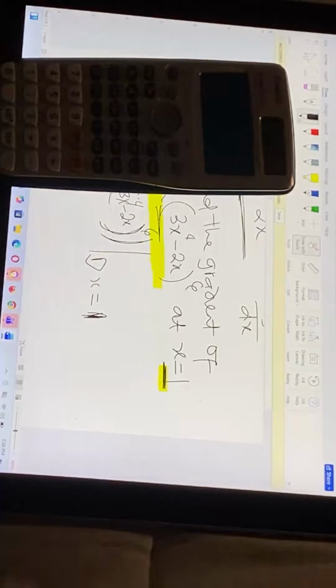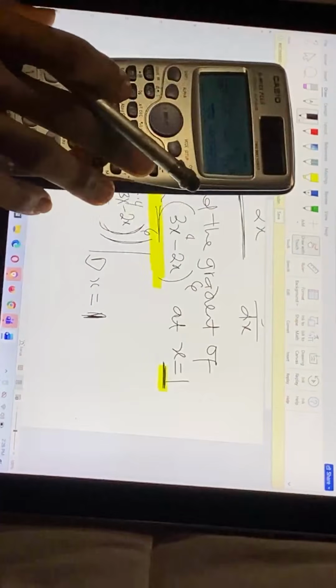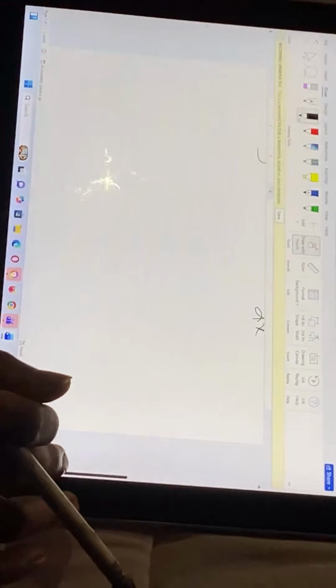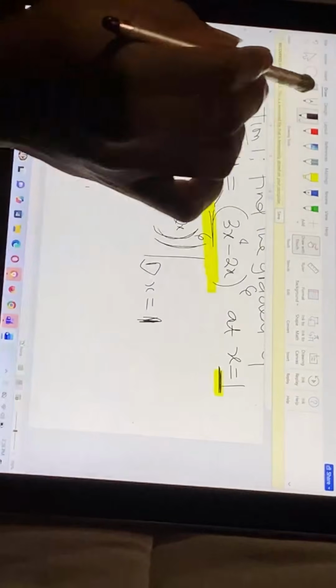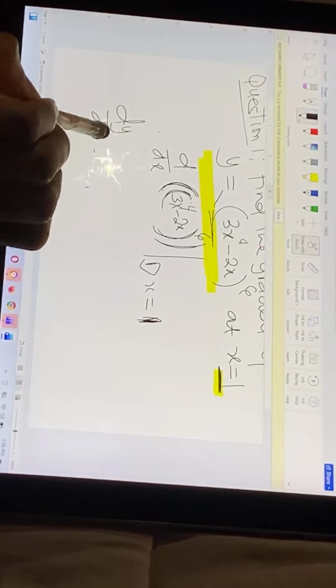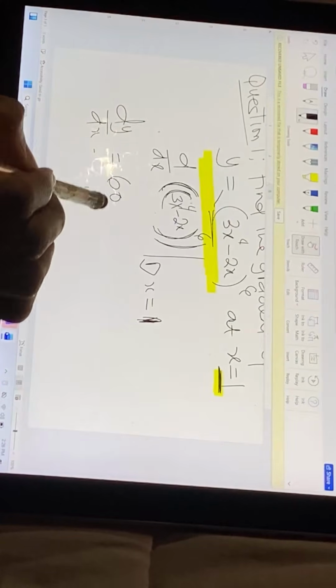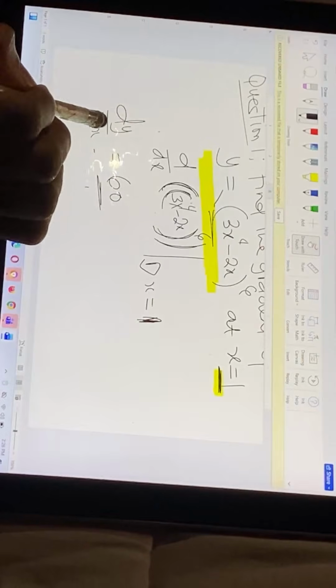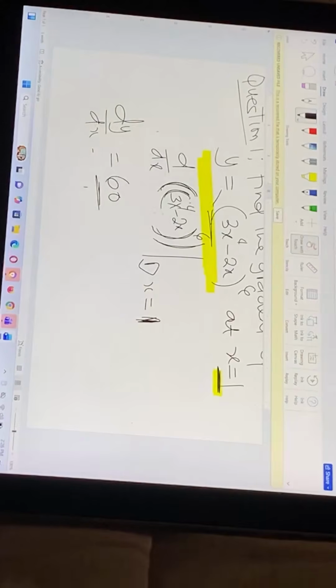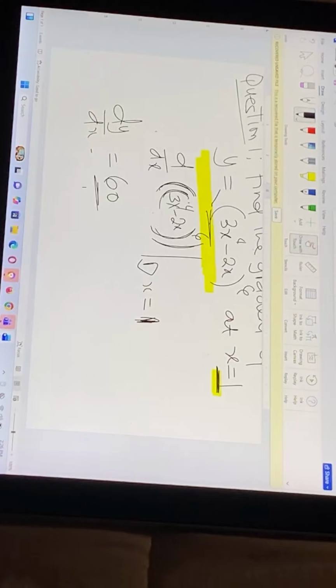So they gave us 59.999. So when you approximate with your calculator, that means our dy over dx is equal to 60. Remember the dy dx here is standing as the slope. So this is how we solve dy dx using the calculator.